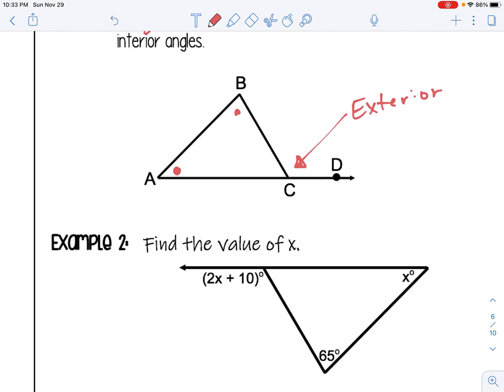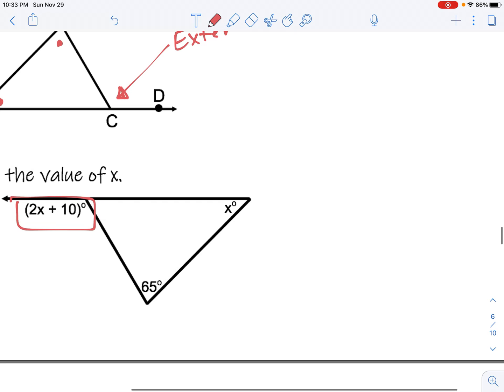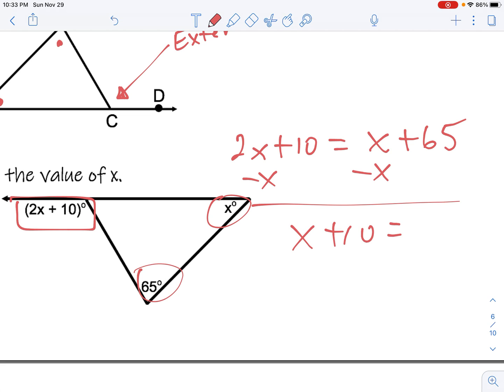So how are we going to do this? We have our exterior angle, that's on the outside. That equals the sum of the two opposite or remote interior angles. So I'm going to add those together. Now I've got my equation. X and 65 are not like terms, so please don't say that. We get x plus 10 is equal to 65. X is equal to 55 degrees.